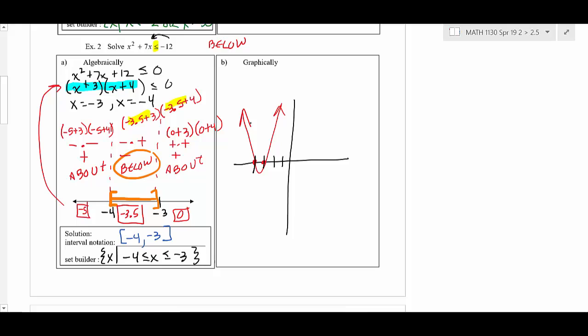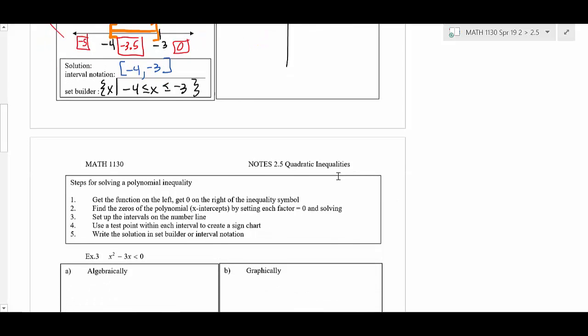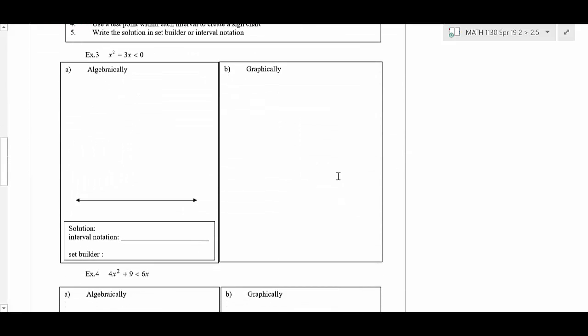And your graph doesn't even have to be all that accurate. You just want to have the basic shape. So the region that you were below was there. Any questions? You want to be flexible about being able to do this both ways. And this section doesn't have much more in it. It's just learning how to do a quadratic inequality. We're going to learn how to do different types of inequalities.